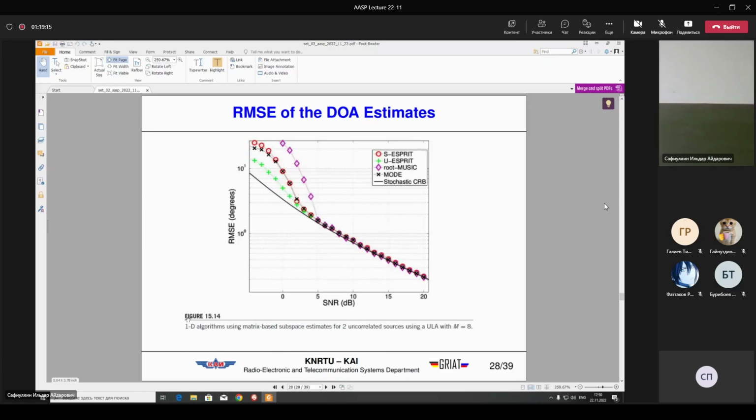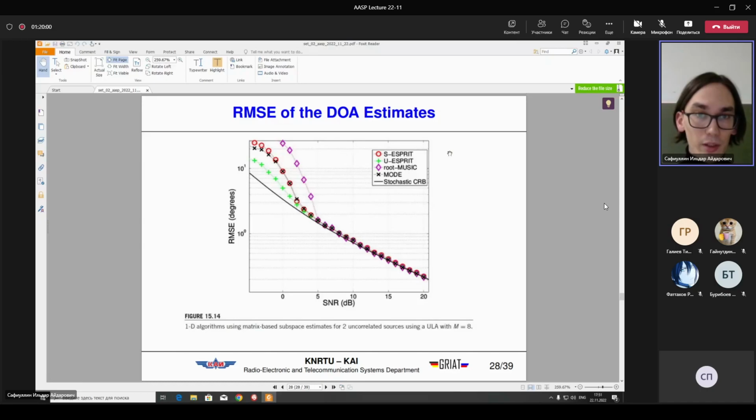I hope you see something from this plot. Here we have 1D direction of arrival estimation. We use an overall number of elements equal to 8 here, and we have 2 uncorrelated sources. For the y-axis, we calculate root mean squared error in degrees. And here you can see that we change the signal to noise ratio.